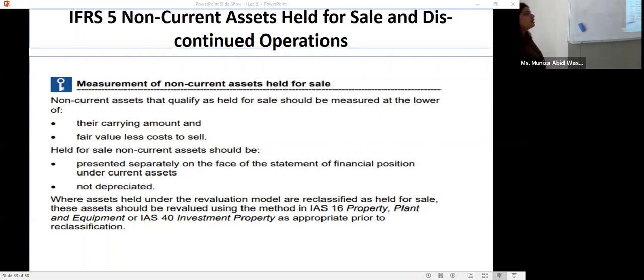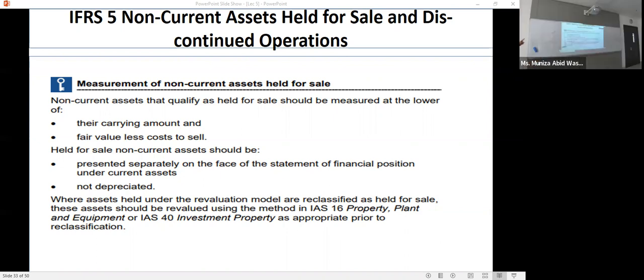Held for sale non-current assets should be presented separately on the face of SOFP under current assets and not depreciated. Once the assets are classified as held for sale, they will no longer be depreciated. So 2 points you have to consider under IFRS 5. Number one is that they are going to be recognized at the lower of the carrying amount and the NRV. And the second one is that they are not going to be depreciated anymore.